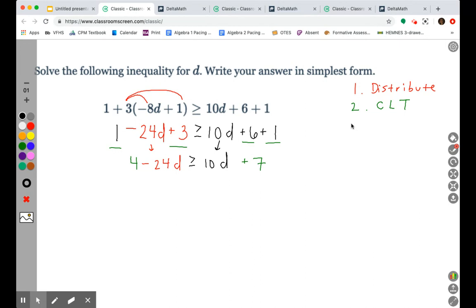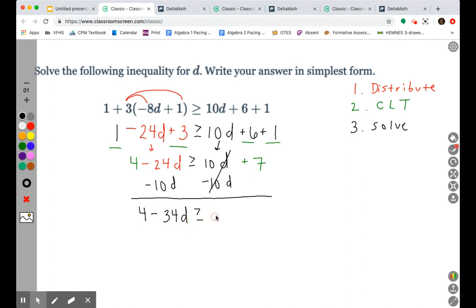And then our last step is just to solve like you were last week. You want to get all your letters to the left, all your numbers to the right. So I'm going to start out by getting my 10d to the other side. It is positive, so I'm going to subtract it. And I'm going to put it underneath the other d variable so that it's like terms. I'm now left with 4. Negative 24d minus 10d takes me to negative 34d is greater than or equal to 7.